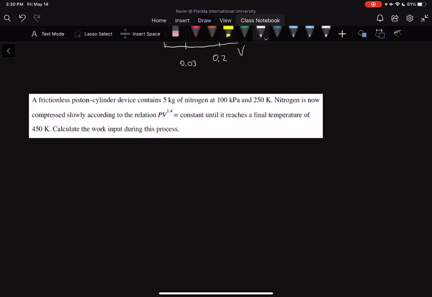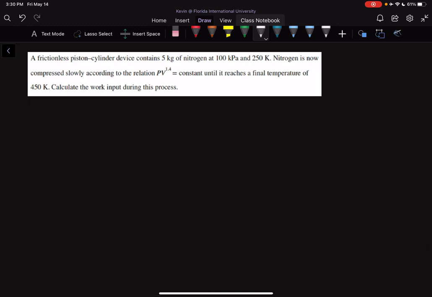Okay, so the next problem says a frictionless piston cylinder contains 5 kilograms of nitrogen at 100 kilopascals and 250 kelvins. So this is definitely state 1. Okay, we're given state 1 right here. Nitrogen is now compressed slowly, so now we have nitrogen starting to compress according to the relation of PV to the 1.4 is equal to a constant. And we're told it reaches a final temperature of 450 Kelvin.